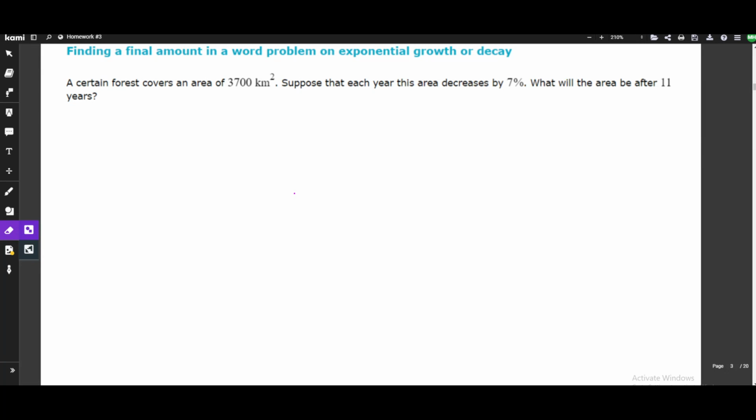Okay, so finding the final amount of a word problem in exponential growth or decay, we have some general information on exponential growth or decay formulas. The first thing that we do want to look at is what formula we have. The final amount, or the amount after a specific time, is always going to be whatever you put in. I'm going to call it P for put in, or initial amount. And then it's always going to be 1 plus the rate, to the time.